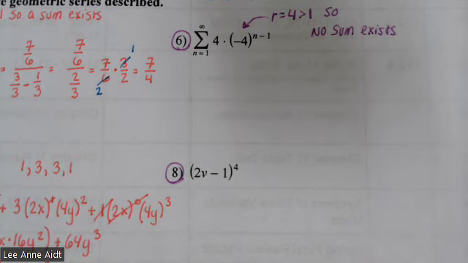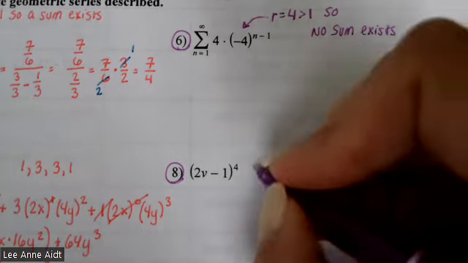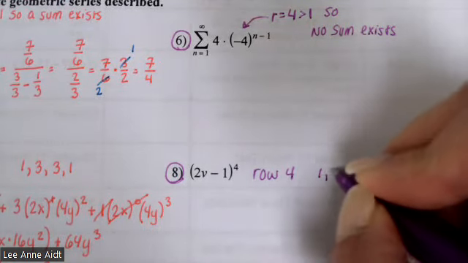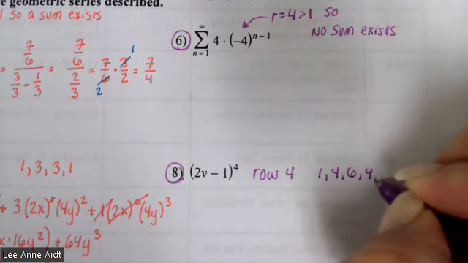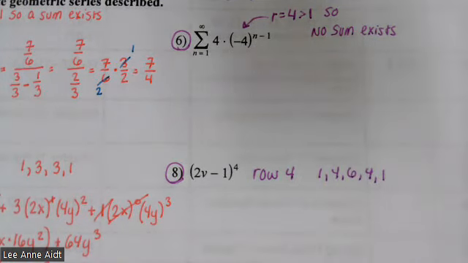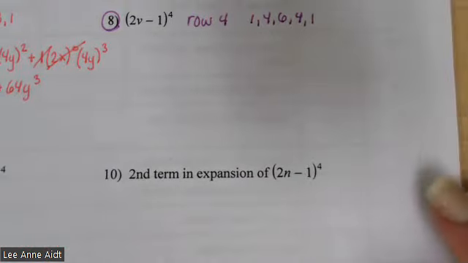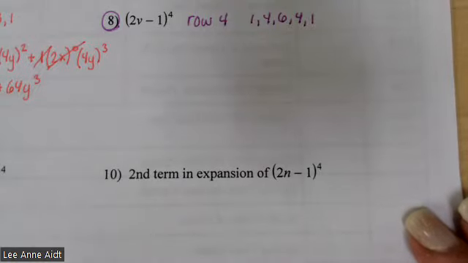What row are we in for number 8? Row 4. And does anyone have row 4 memorized? Yes. 14641. Great job. Just a note, you don't have to memorize that. It is on the triangle. And you should know how to make the triangle also.